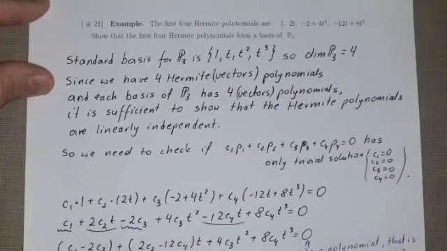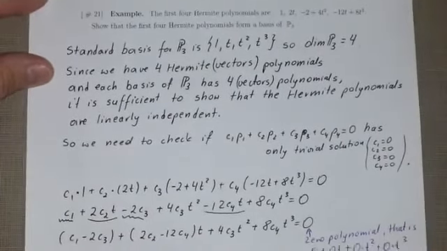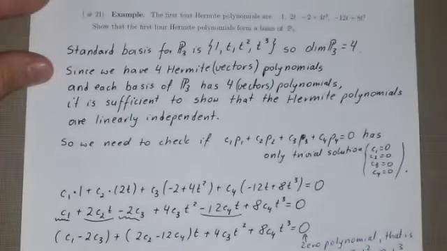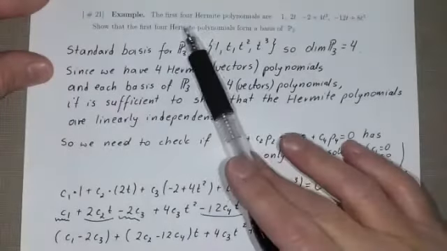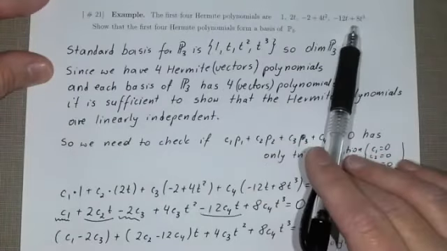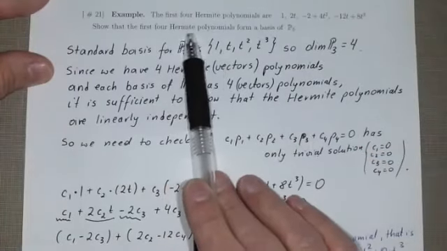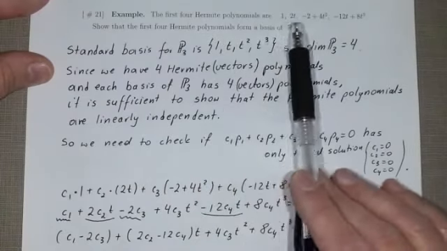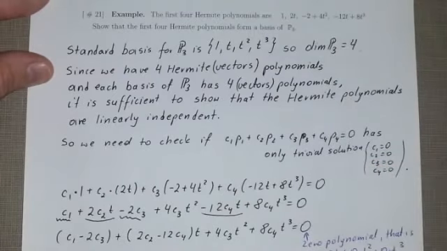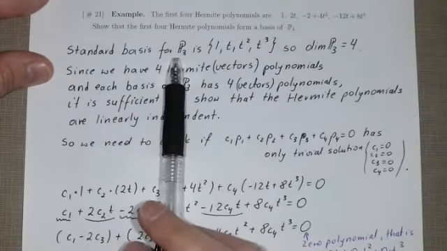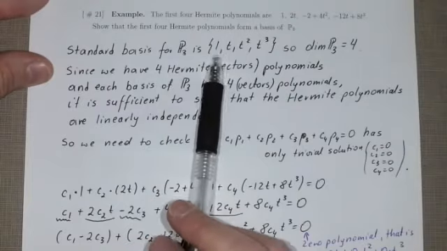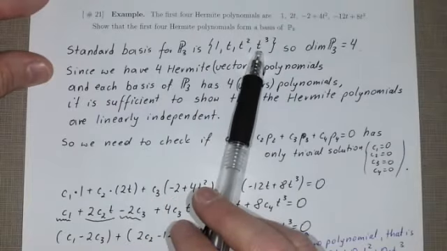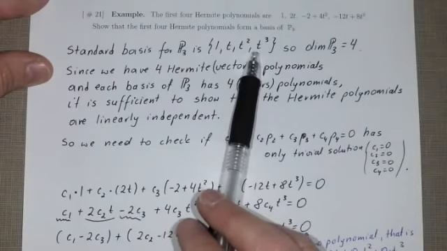And the last example is number 21 from the textbook. We have the first 4 Hermite polynomials given here. Show that the first 4 Hermite polynomials form a basis for P3. Hermite polynomials is just the name of those polynomials, so don't get too worried about what that means. The standard basis for the vector space of polynomials of degree at most 3 is 1, t, t squared, t cubed, because out of those, you can create all the polynomials.